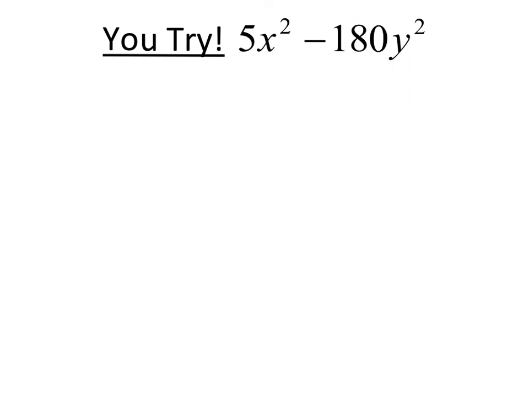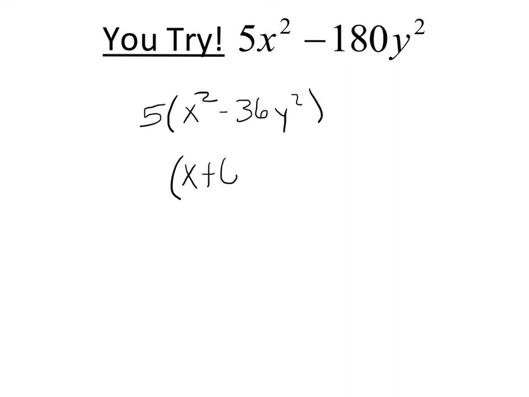In this U-try, what we're going to do is we're going to factor this, 5x squared minus 180y squared. And notice that there's no square root of 5, no square root of 180. So I think there's a GCF here. Go through, find that GCF, pull it out, and then do the factoring. We'll see if you got the right answer. When we pull out the 5, we are left with x squared minus 36y squared, which means our completely factored form would be x plus 6y, x minus 6y, with a 5 out front.